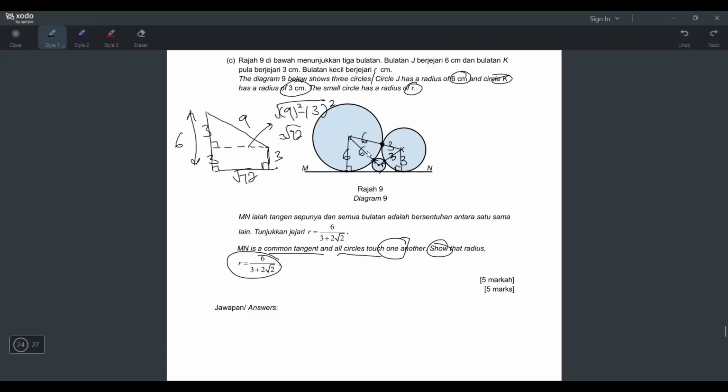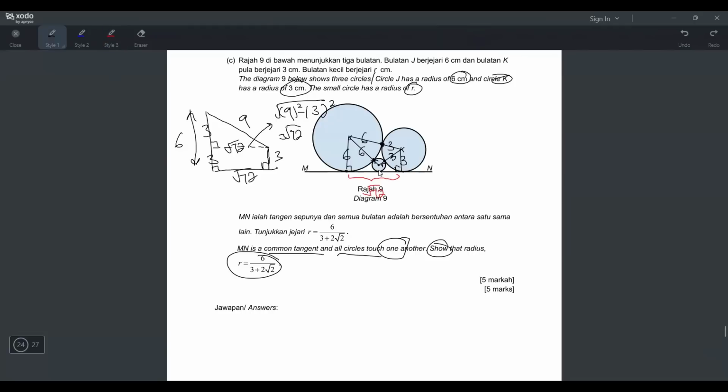Okay, but how does this help us find r? Let's see. Square root 72 is the length here, right? Okay, so if I draw a line like this, it's square root 72, right? But I want to find r. Okay, I think I have to add another line here. It means that here also is square root 72, right? From here to here is square root 72.